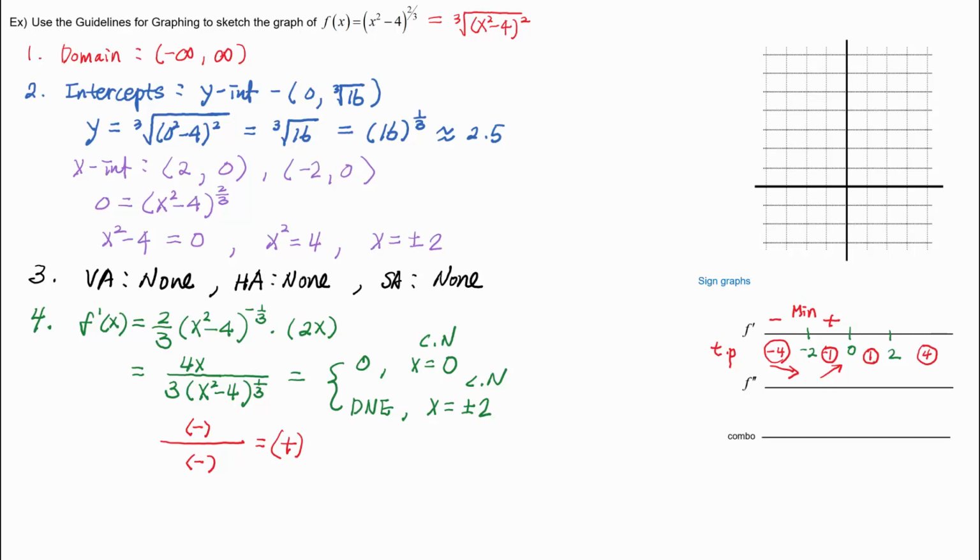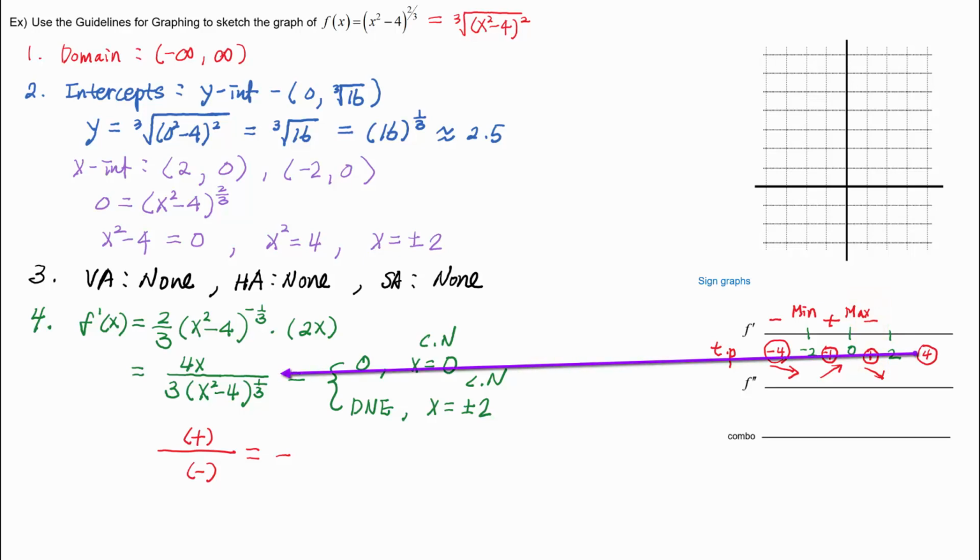Now, how about test point 1? 4 times positive 1 is positive, over 3 times... 3 doesn't do anything. 1 squared is 1. 1 minus 4 is a negative number. And again, the cube root of a negative number is negative. So this quotient is now negative, which means the graph is now decreasing. And because the graph went up and then came down, there is a hill there. So at x equals 0, you are going to have a relative maximum there.